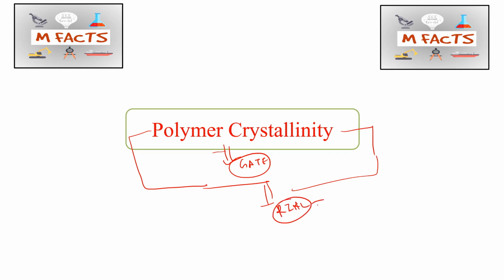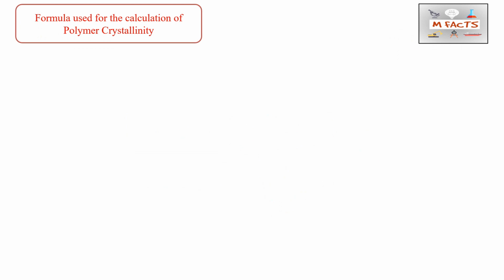So we should understand the concept behind crystallinity, how to calculate polymer crystallinity, and we will see where people make silly mistakes, so we will try to avoid them. First of all, we will see the formula used for the calculation of polymer crystallinity, and then we will apply that formula in one example.